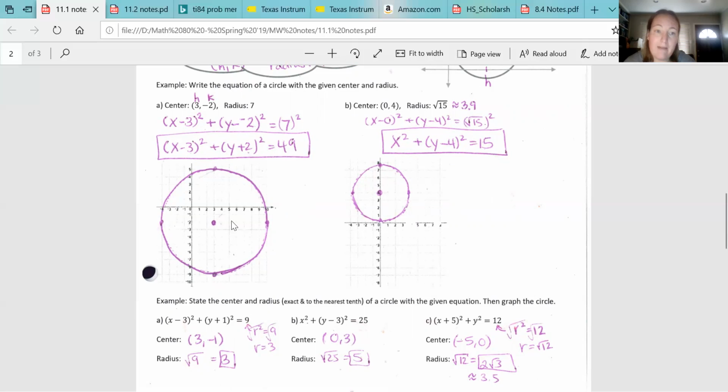So when you go to graph these, you go to your center, 3, -2, and you go out in every direction that you can count 7 units. So if we go straight along our grids, we can count 7 units. So we can go right and left and up and down, and those 4 points will guide us to making our circle.